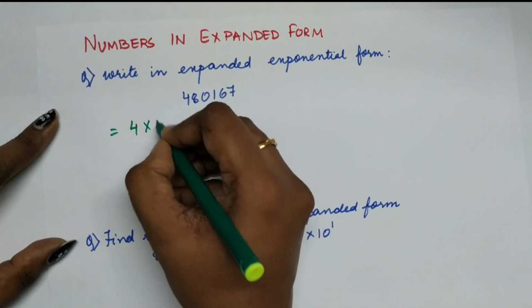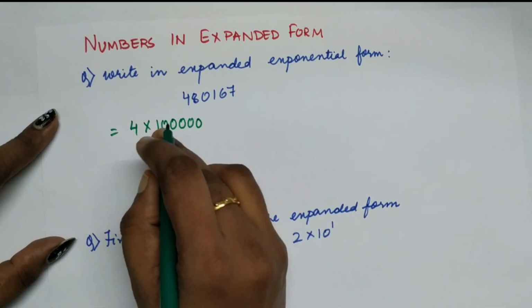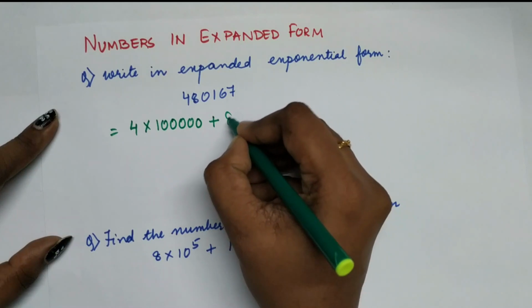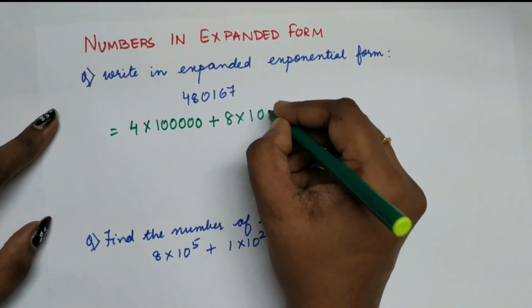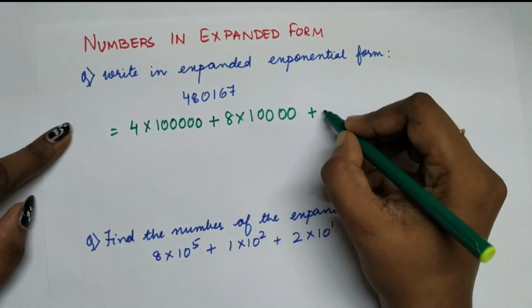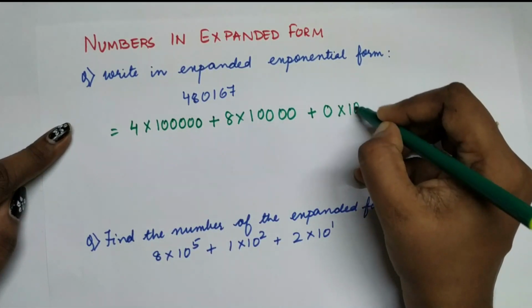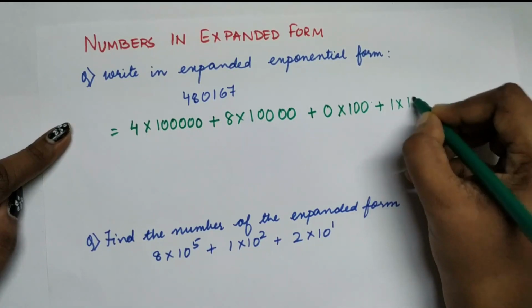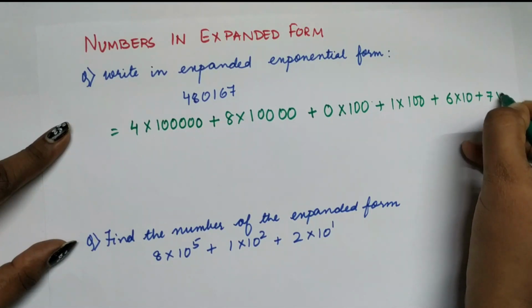So 10 with the 5, that is 1 lakh, plus 8 into, just count how many numbers are behind it and write that many zeros. So 1, 2, 3, 4. Then 0 times whatever number we write will not make any difference because it will become 0 ultimately, plus 1 into 100, plus 6 into 10, plus 7 into 1.